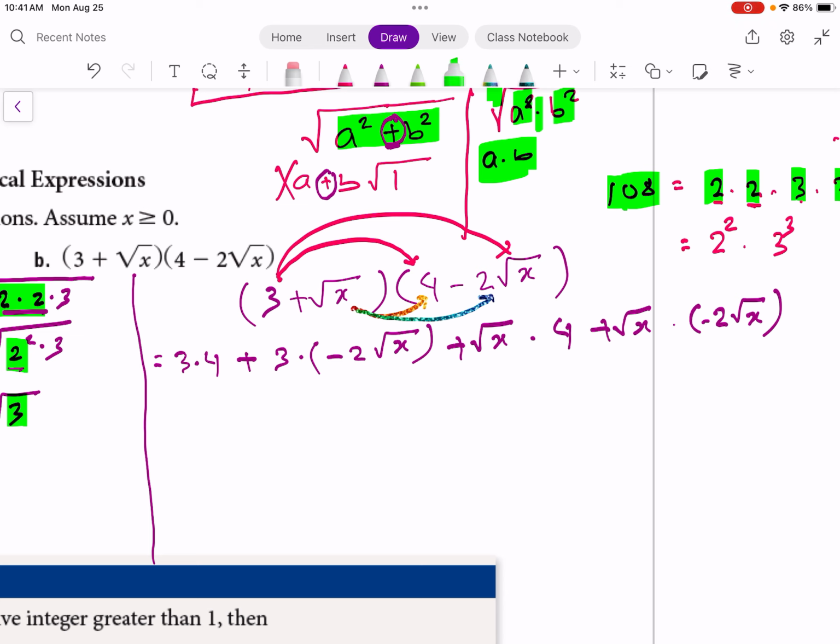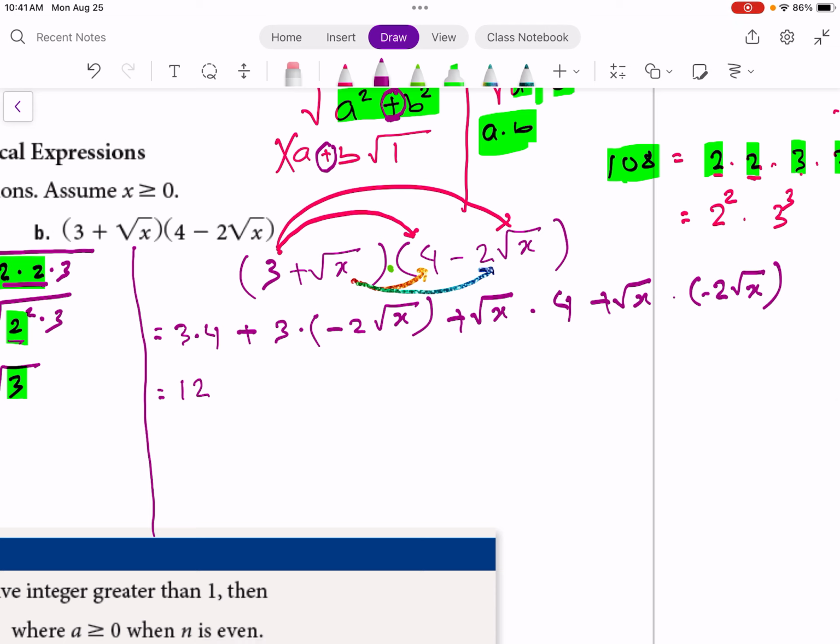So here we have a product sign. That's why we multiplied. You pick one term and multiply every term from the second part, and you do the same thing for the square root of x. Now 3 times 4, this is very easy, right? So this is what we know.